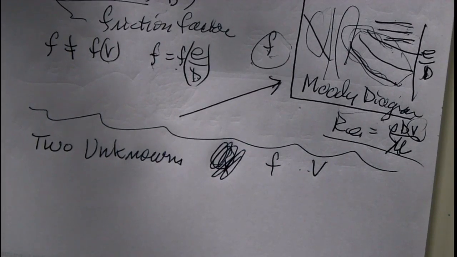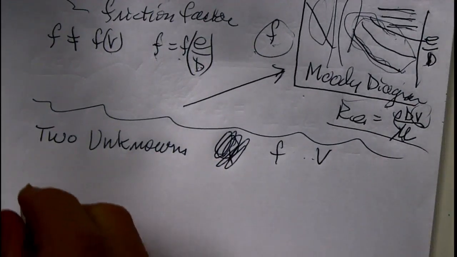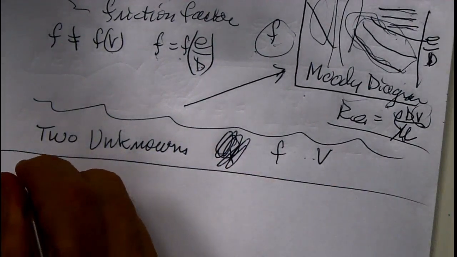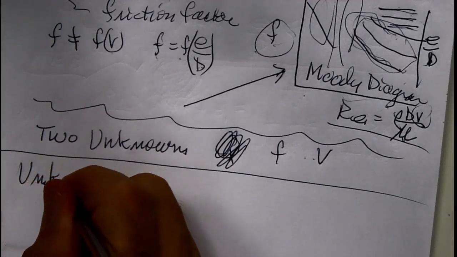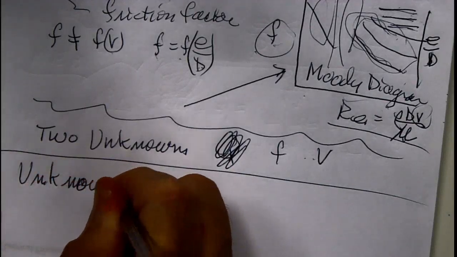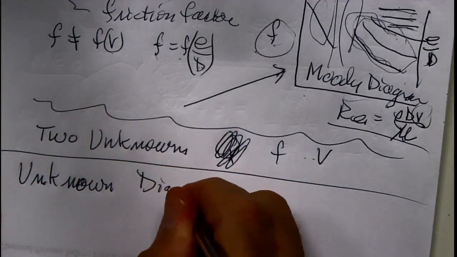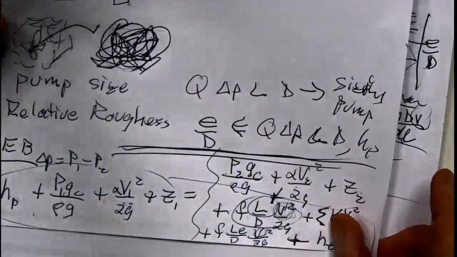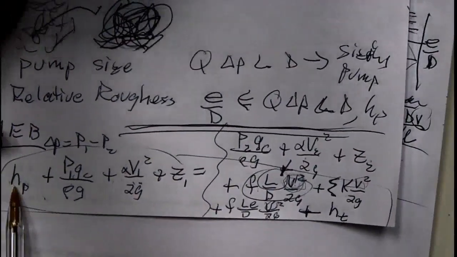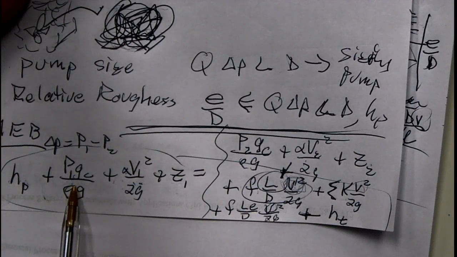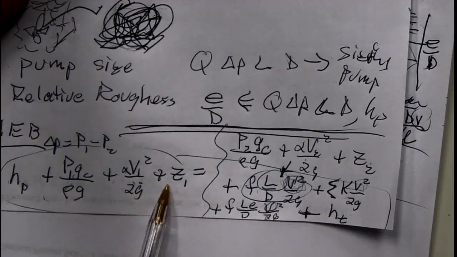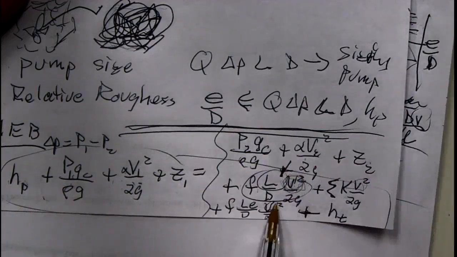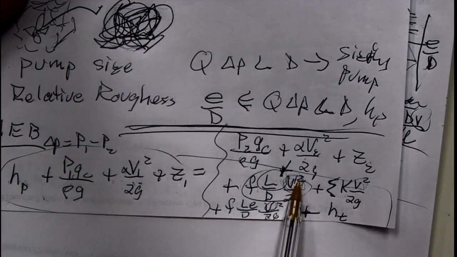And let's move on to unknown diameter. Now this is the one that's really very difficult. Sometimes it's very difficult. Unknown diameter. Now if we look at the mechanical energy balance again, there is no diameter in the pressure, no diameters there. There's one diameter. And believe it or not, velocity contains a diameter here.